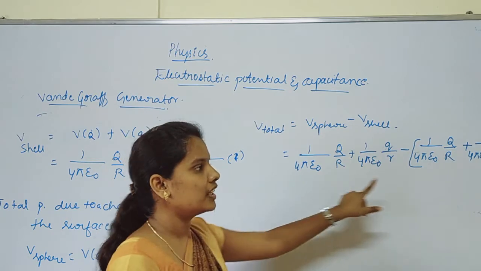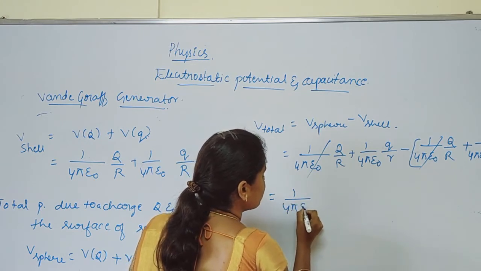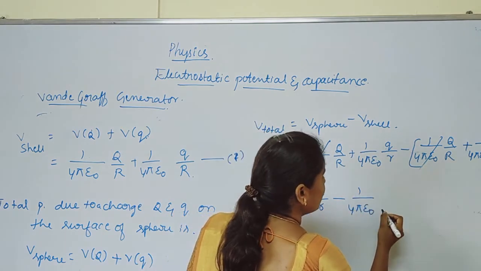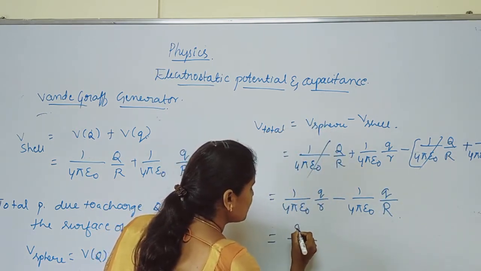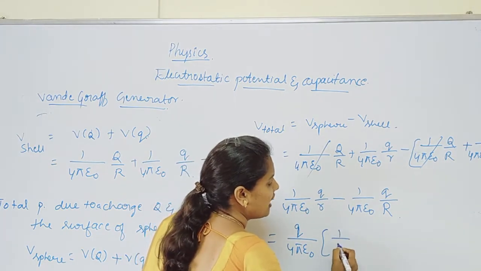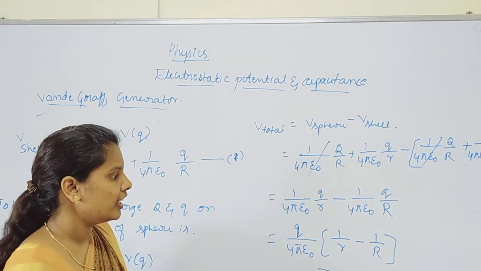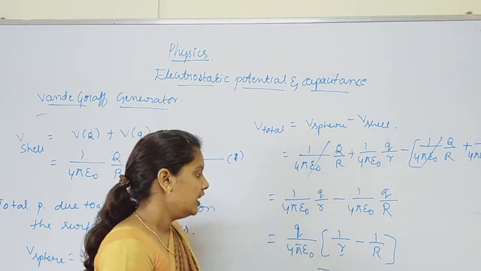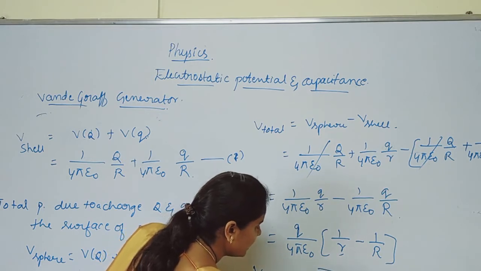So here the first term and third term get cancelled. The remaining thing is 1 over 4 pi epsilon naught q divided by r minus 1 over 4 pi epsilon naught q divided by capital R. Therefore, taking the common term q divided by 4 pi epsilon naught outside, the remaining thing is 1 by r minus 1 by capital R. Here small r is the radius of the sphere, capital R is the radius of the shell. Here V sphere is greater than V shell.